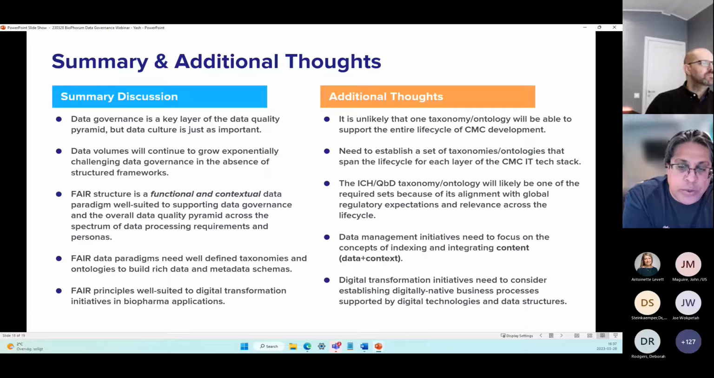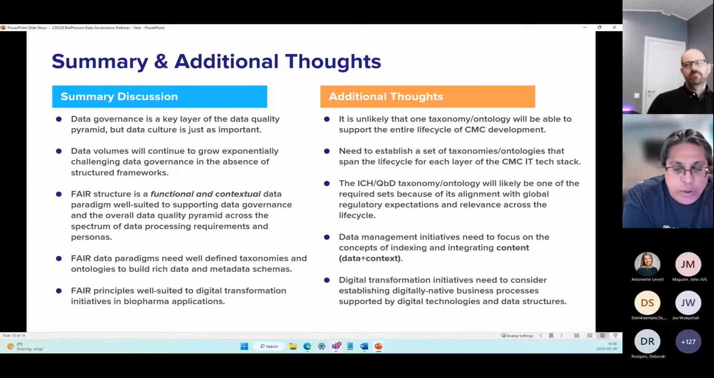So, if you're in commercial manufacturing, you may be thinking about things differently than if you're in early process development, and recognizing that the different roles within the organization think about things differently is going to be really important to build an effective set of taxonomies and ontologies. However, that being said, we do think that the ICH and QBD taxonomy ontology will likely be one of the required sets because of its alignment with global regulatory expectations and relevance across the life cycle.